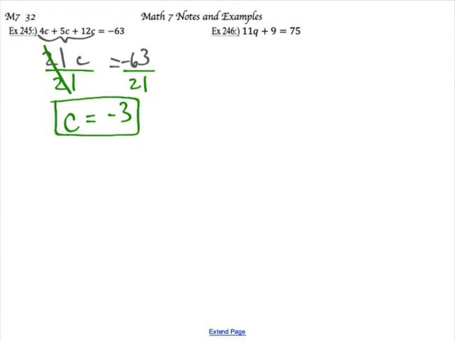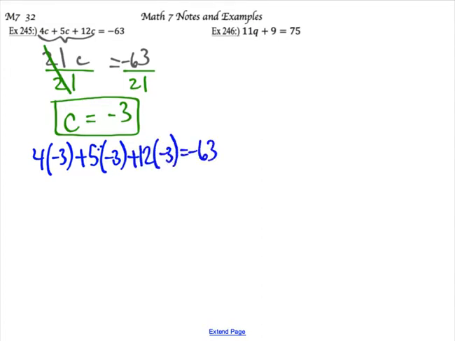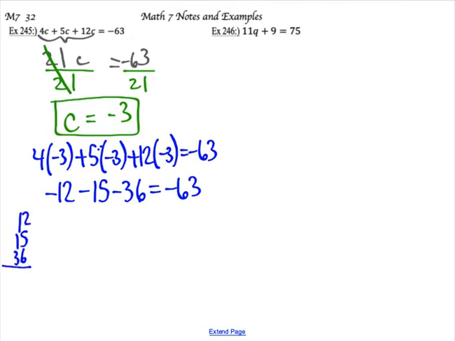We're going to check our solution. 4 times negative 3 plus 5 times negative 3 plus 12 times negative 3 will equal negative 63. 4 times negative 3 is negative 12. 5 times negative 3 is negative 15. 12 times negative 3 is negative 36. And this should all equal negative 63. So 12, 15, and 36, all negative. If we add those together, we get negative 63. Sure enough, that is the solution.